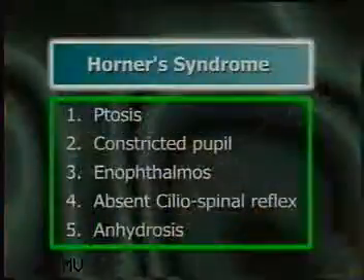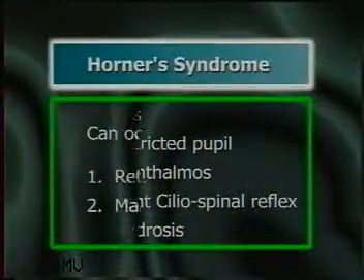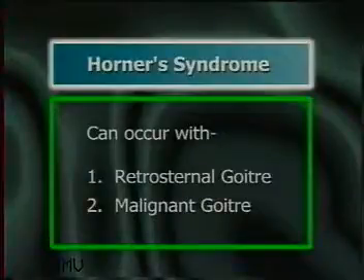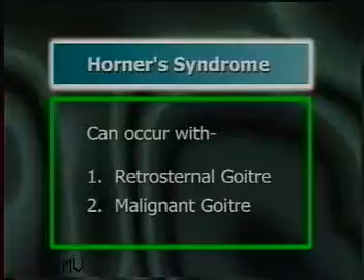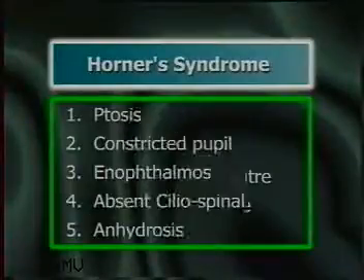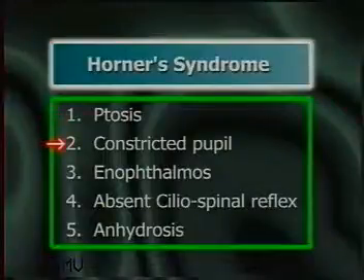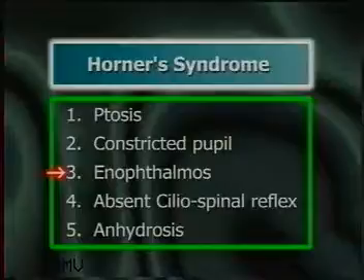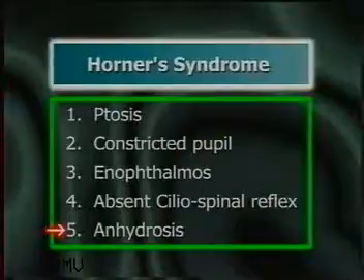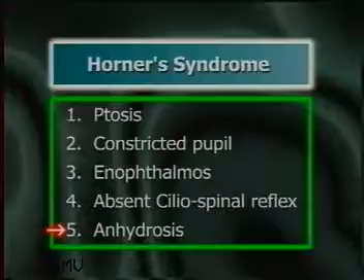Lastly, look for Horner's syndrome, which can occur in a retrosternal goiter or in a malignant goiter affecting the cervical sympathetic nerve. The features of Horner's syndrome are ptosis with constricted pupil and enophthalmos in the eye of the affected side. The ciliospinal reflex is lost and there is anhydrosis or loss of sweating on the affected side of the face.